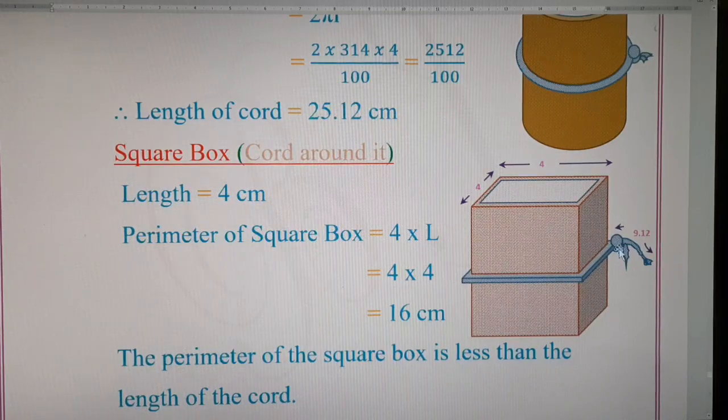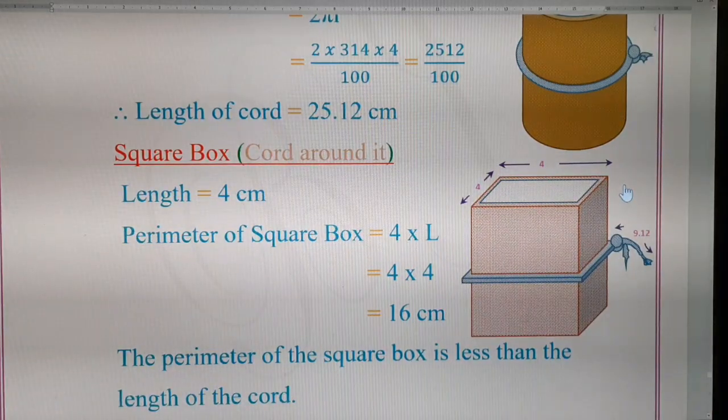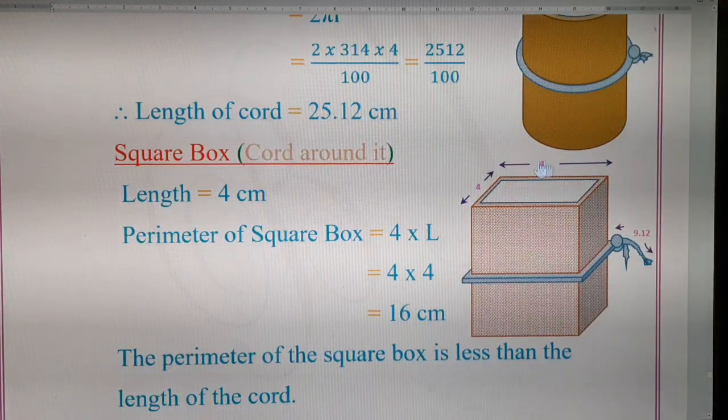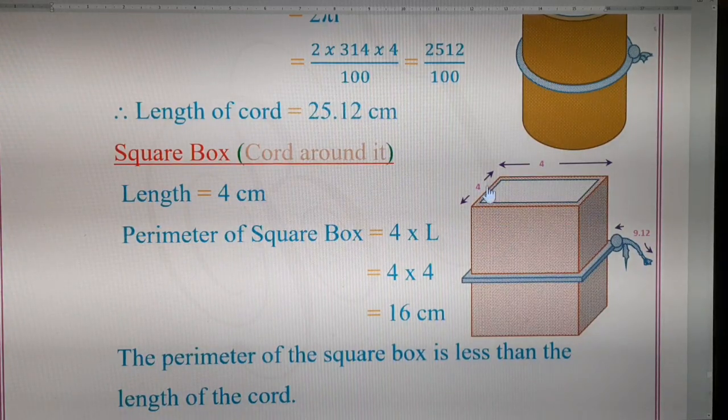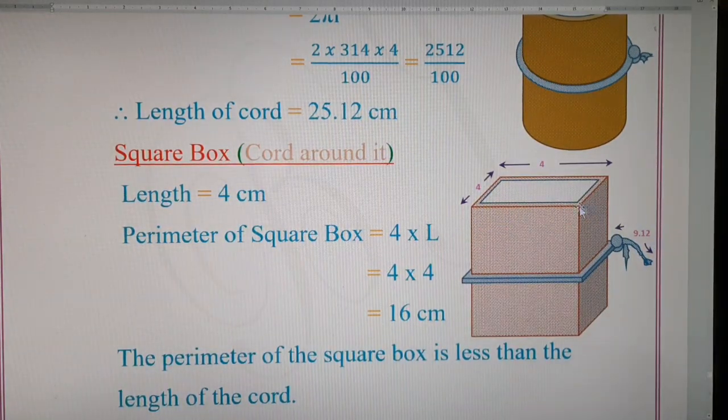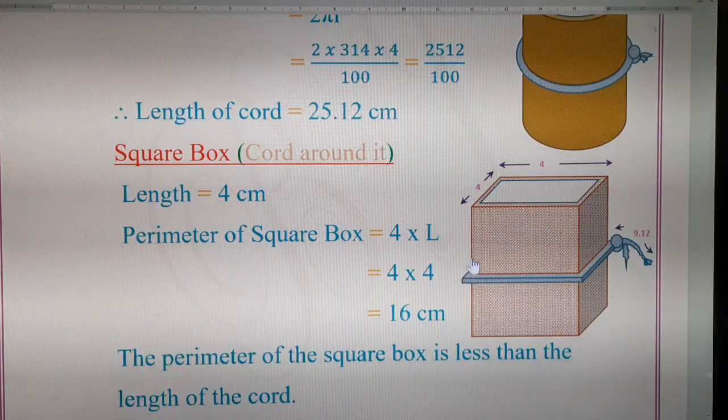left or not. So in order to do that, we have to calculate the length of the boundary of the square box. The boundary of the square box has length equal to the perimeter of the box. So we have to actually calculate the perimeter of the box because the rope is tied around the boundary of the square box.